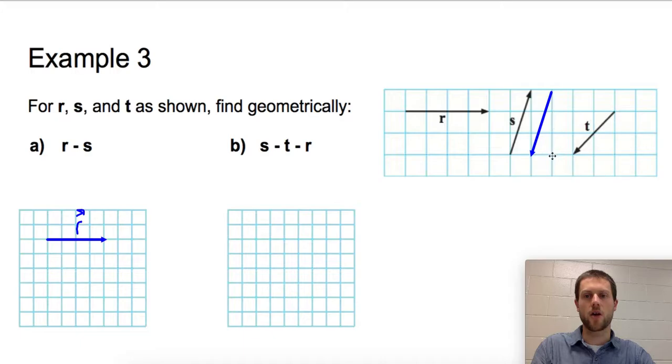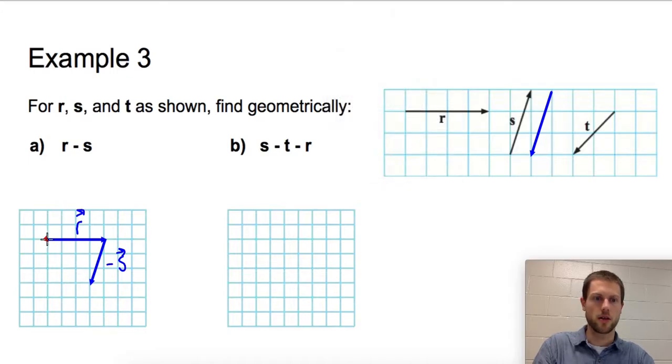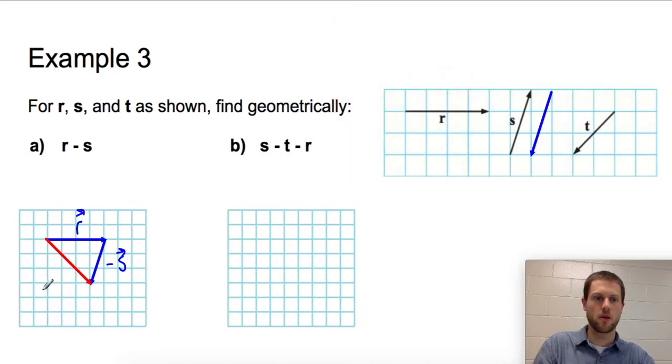So this would be down 3 and to the left 1. I'm going to go from the end of this vector down 1, 2, 3 and to the left 1. So that is vector negative s. And now if we add these two vectors together, we get the resultant of r minus s. And that is this vector right here. So that vector that I just drew is r minus s.